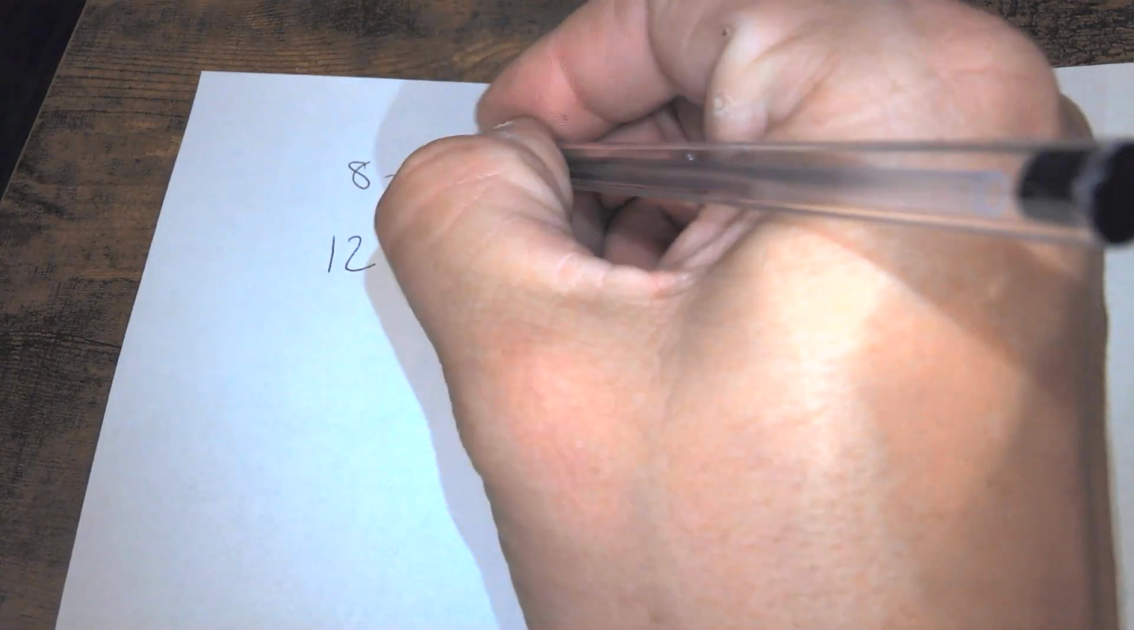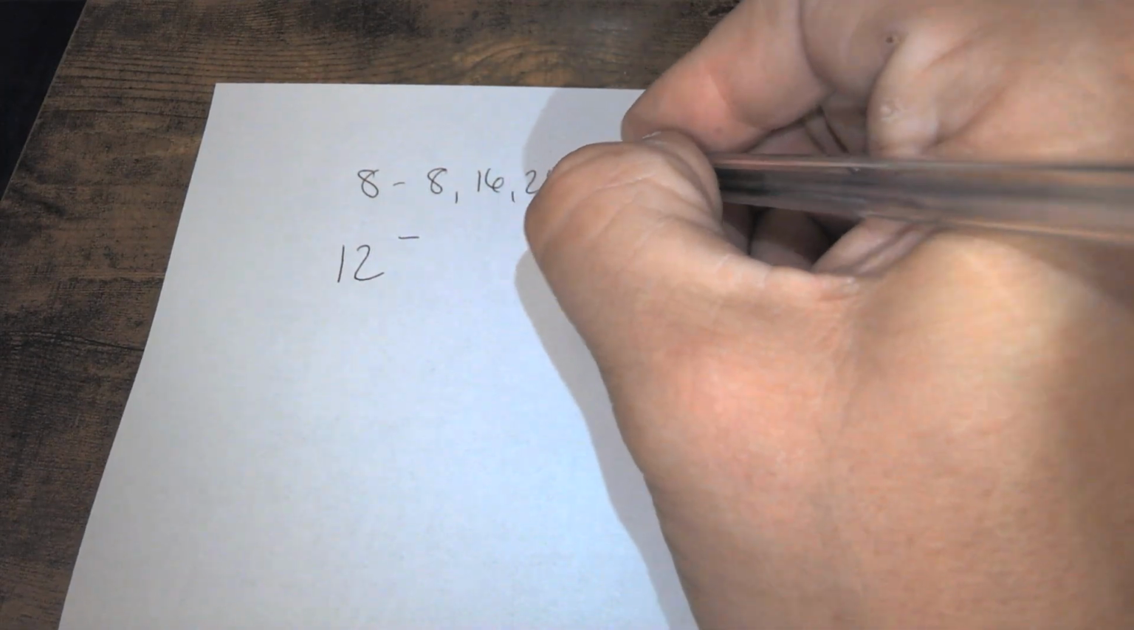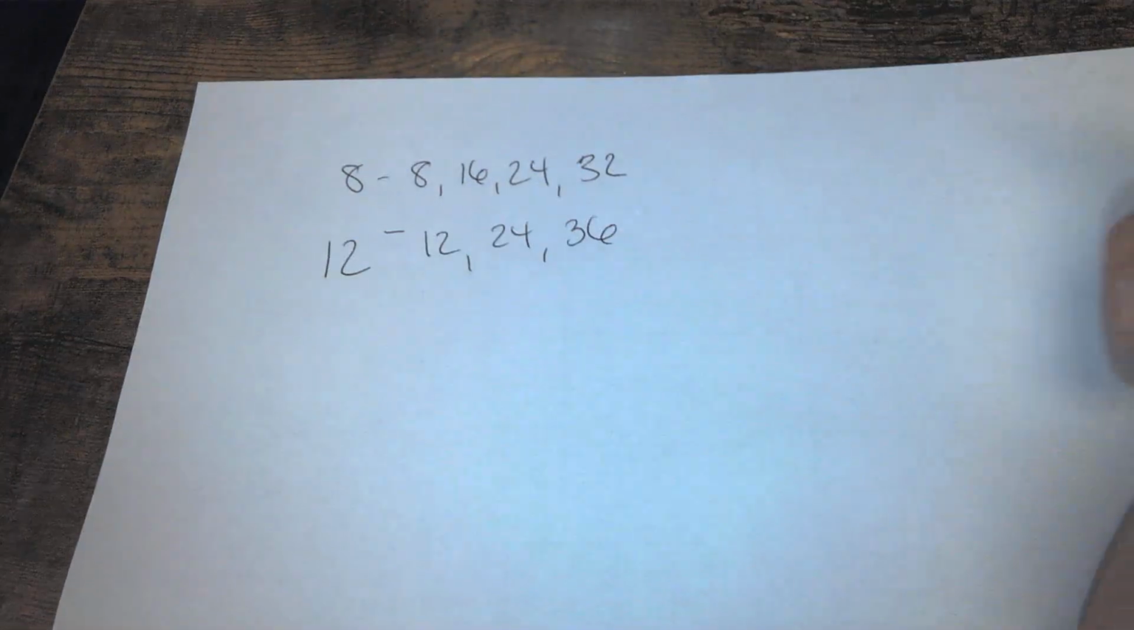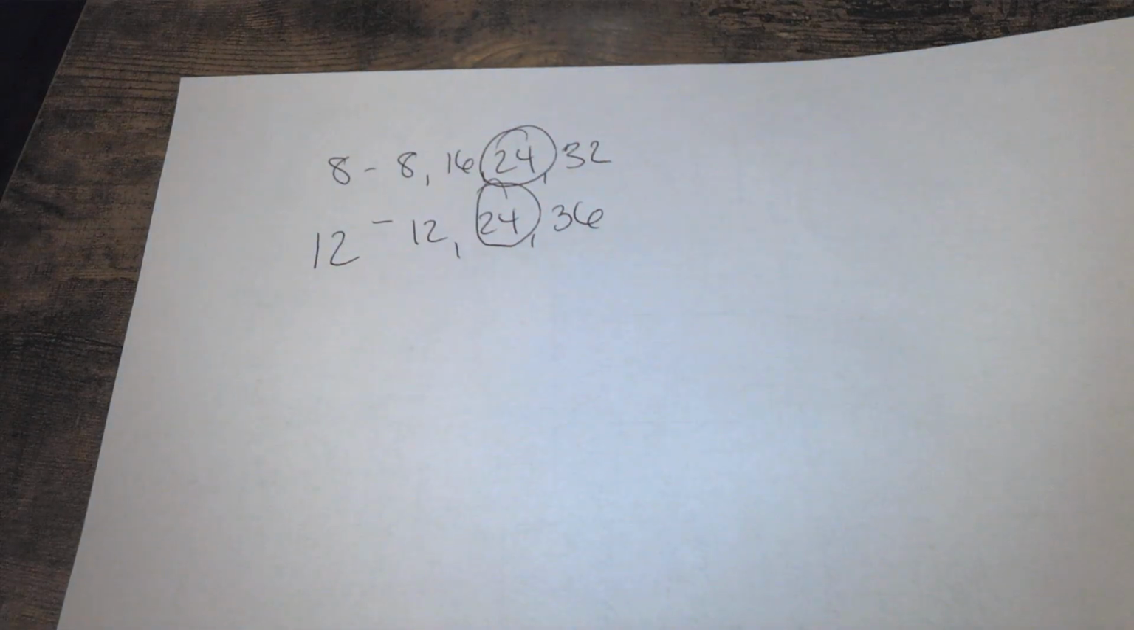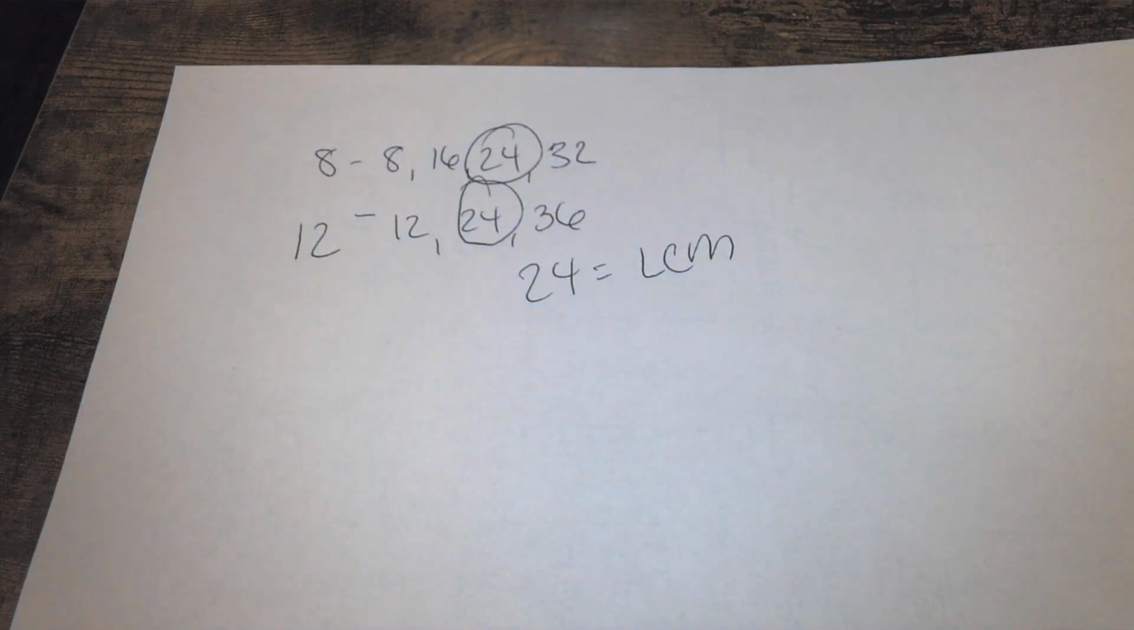So let's go on to the back, and how about you guys do 8 and 12? See if you can figure out the LCM for 8 and 12. All you're doing is writing out the multiples. 8 times 1, 8 times 2, 8 times 3, 8 times 4. Okay, I'm going to stop there. 12 times 1, 12 times 2, 12 times 3. You can stop as soon as you find it, because that's your LCM right there, 24. We don't need anything higher than that, we want the smallest one. So as soon as you find the smallest one, you're done.